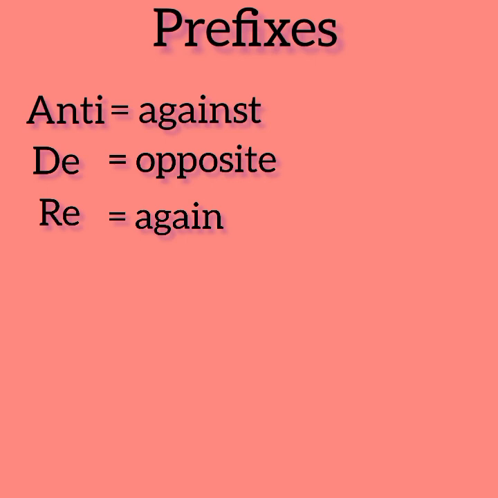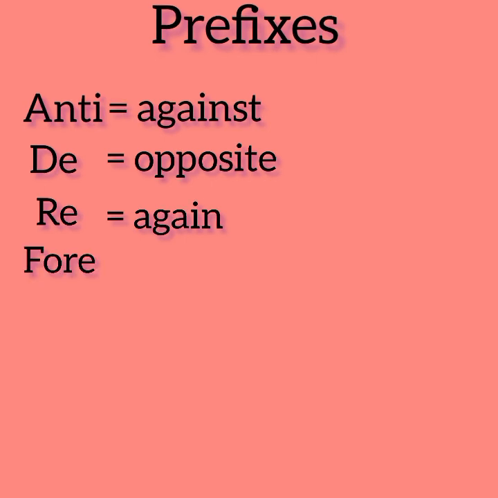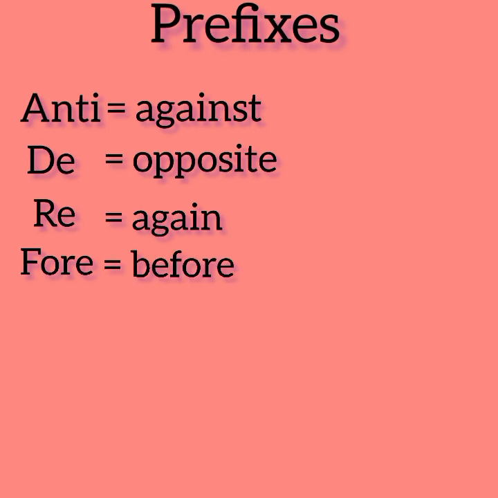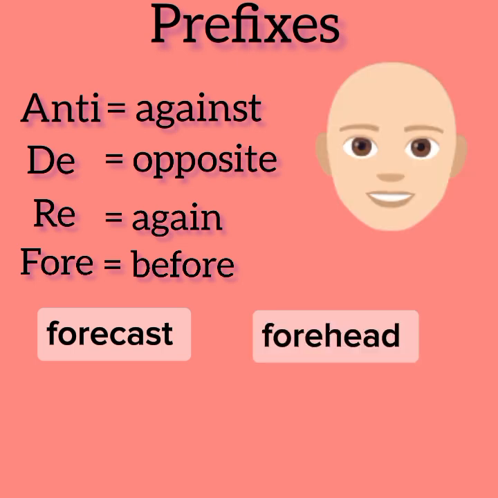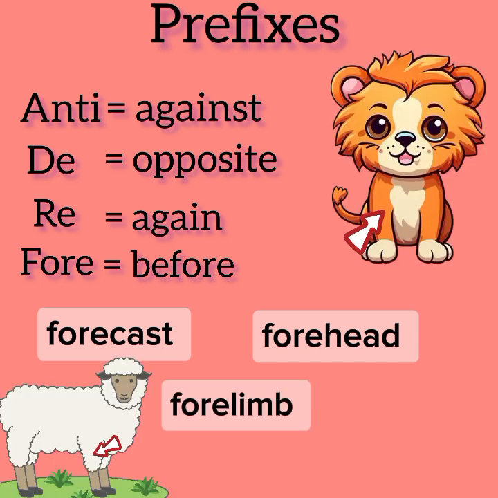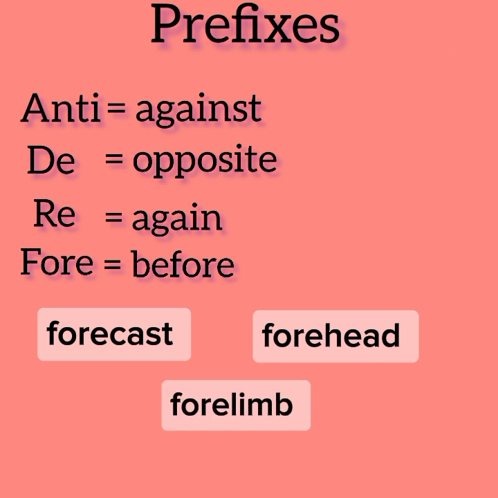And the next prefix is fore, F-O-R-E, fore. The prefix fore means before or in front. It's all about something happening ahead of time. For example, forecast. Forecast is a prediction of what will happen before it actually happens, like the weather forecast. Or you can talk about the word forehead, the part of your head that is at the front. You can take the example of forelimb. There are a lot of other words in which fore is used. So the prefix fore is about things that are leading the way.